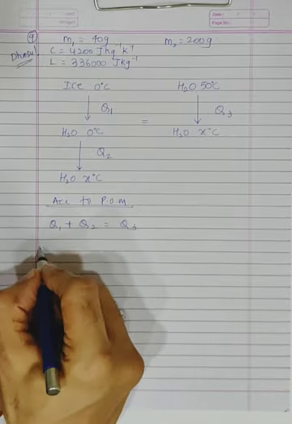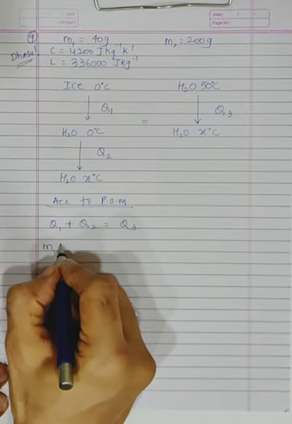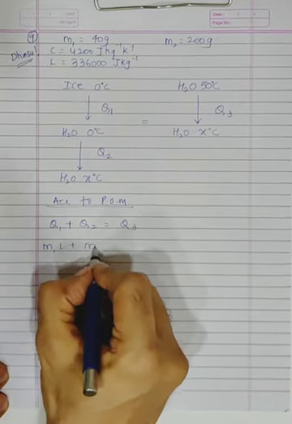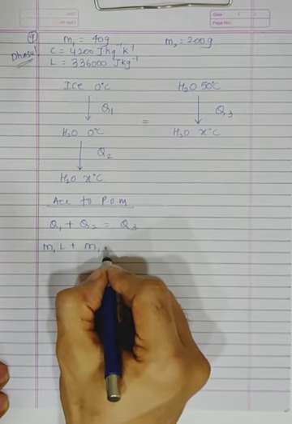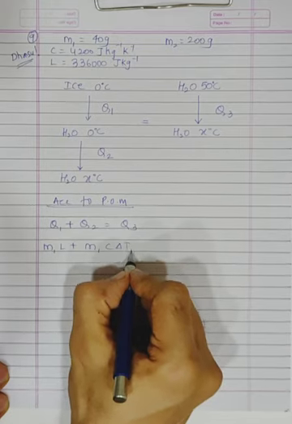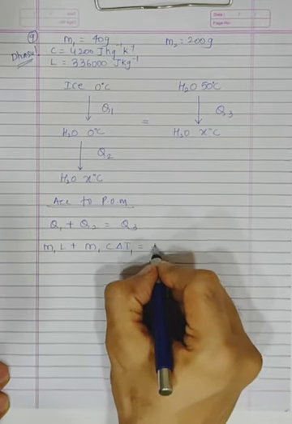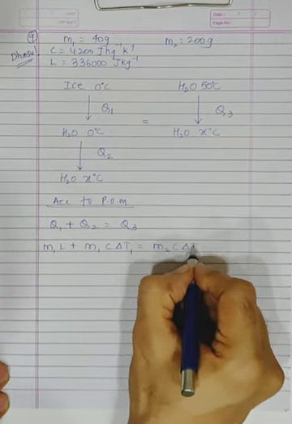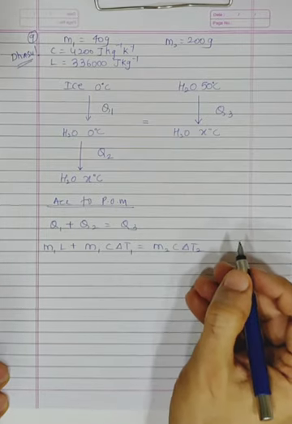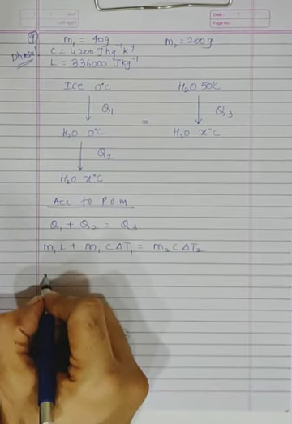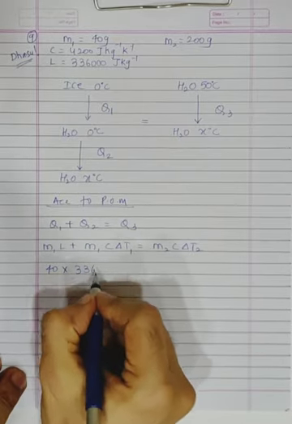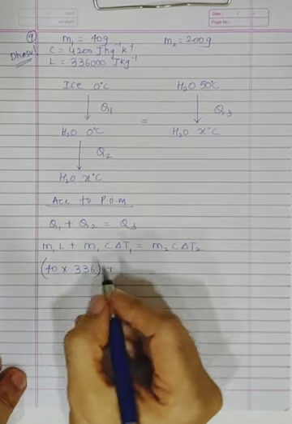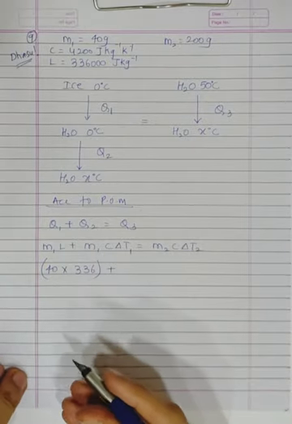Now what will be Q1? It will be ML. Q2 will be M C delta T1. What will be Q3? M2 C delta T2. Now start substituting. What is M1? 40. What is L? 336. Note, this time I am taking all the values in CGS unit only. It's easier to calculate that way.